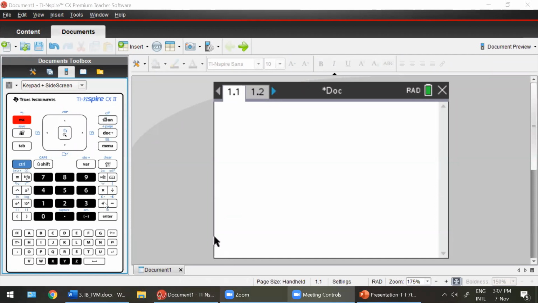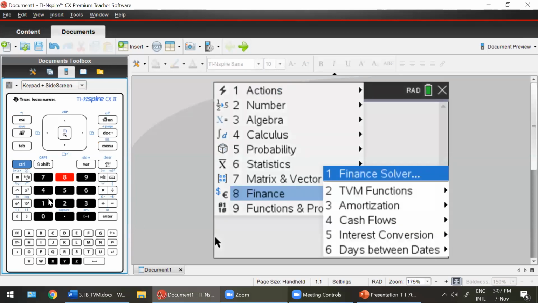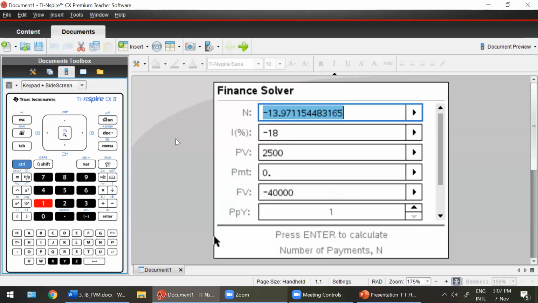So students, to begin with our topic on financial math, you have to first familiarize yourself with where to get the finance solver key, okay? This is helpful both for AA and AI if you're in the IB syllabus. And I'm sure in every syllabus, you will need to know how to calculate compound interest. The TI calculator gives you the best way, just 3 clicks away. So menu 8 and 1 is the magic way to reach there.